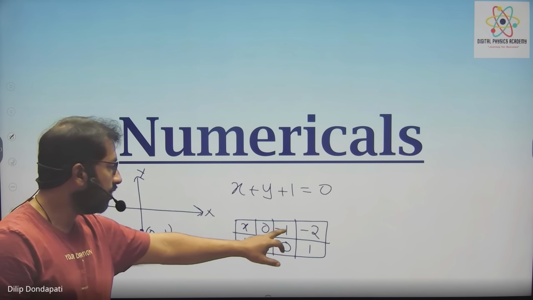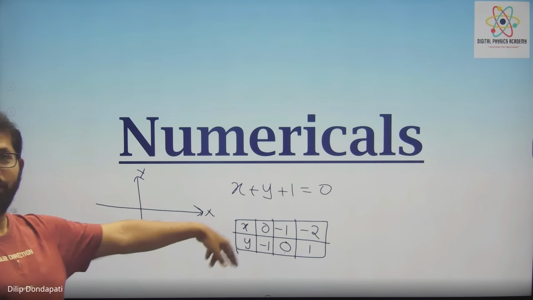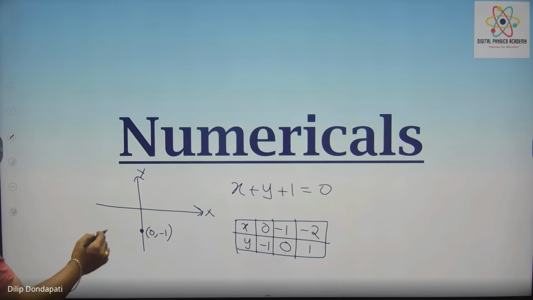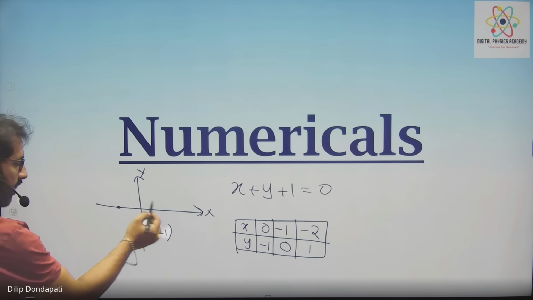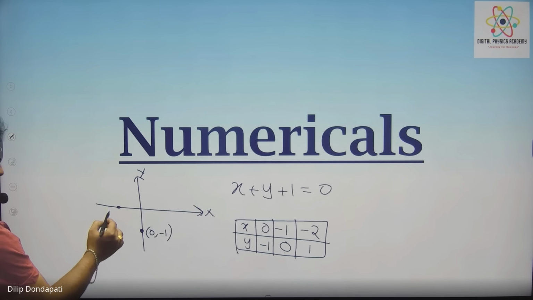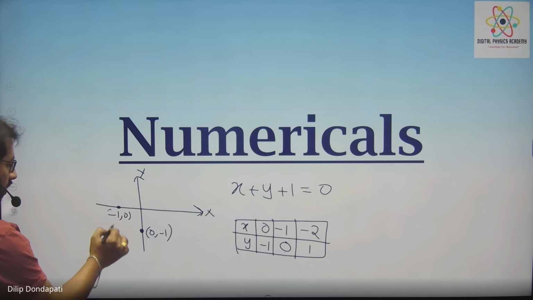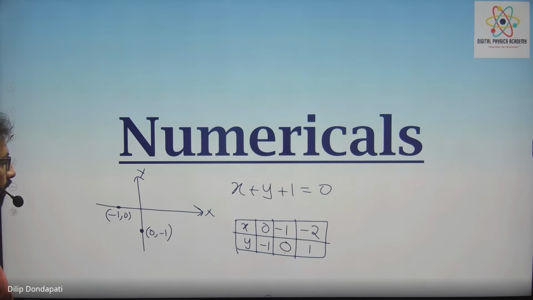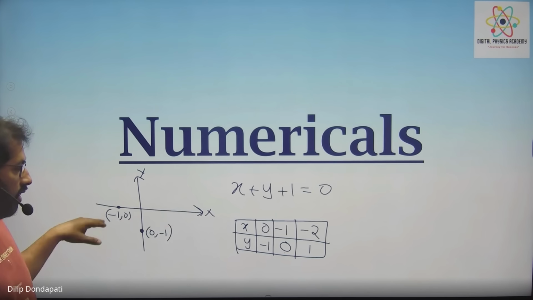Next, minus 1 comma 0. Now Siddharth, tell me, minus 1 comma 0. x is minus 1, y is 0. It should be on the x-axis, negative x-axis. So minus 1 comma 0. Okay, minus 2 comma 1. Janvi, minus 2 comma 1. How will it be on the x-axis?